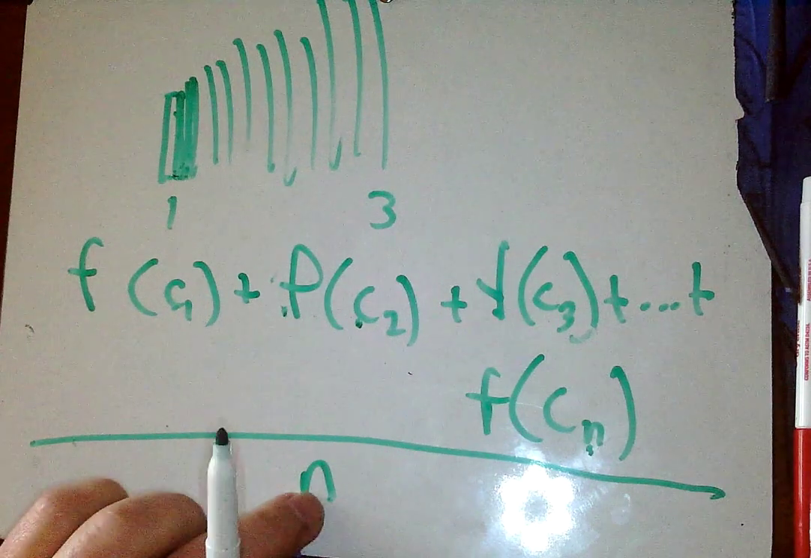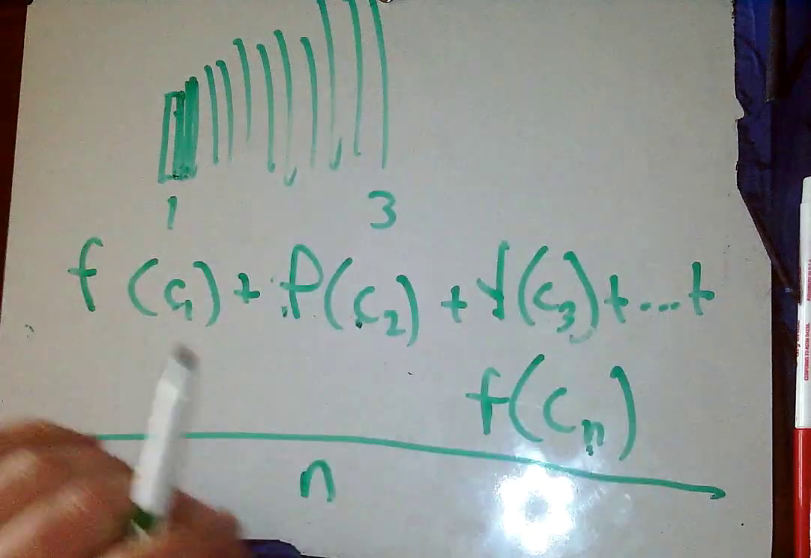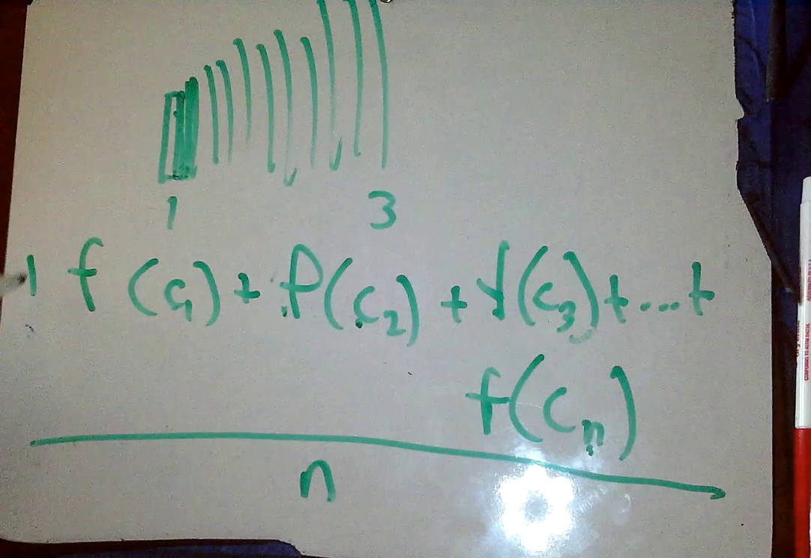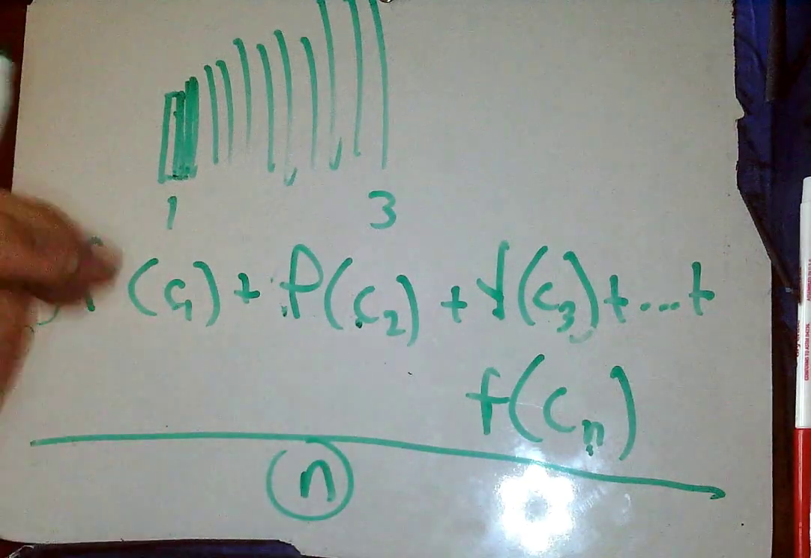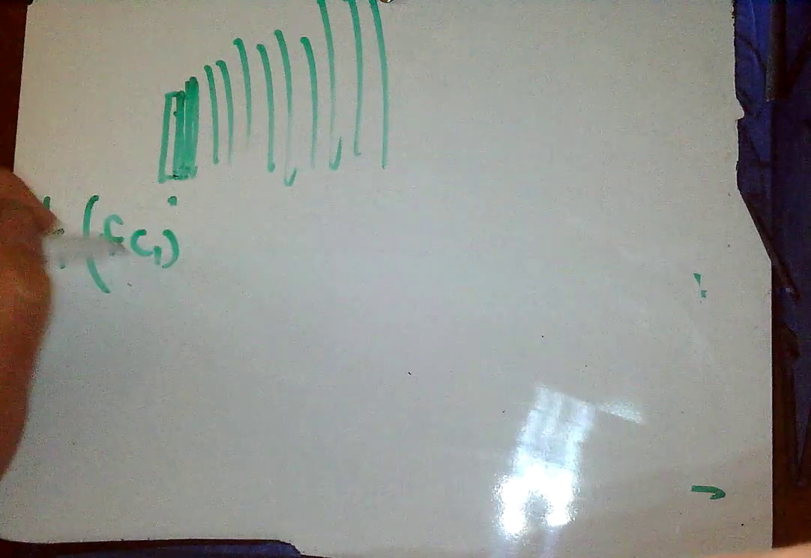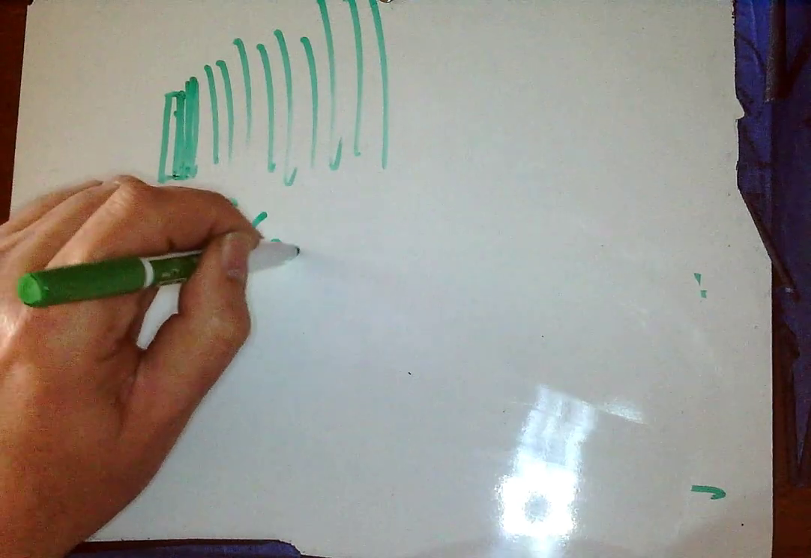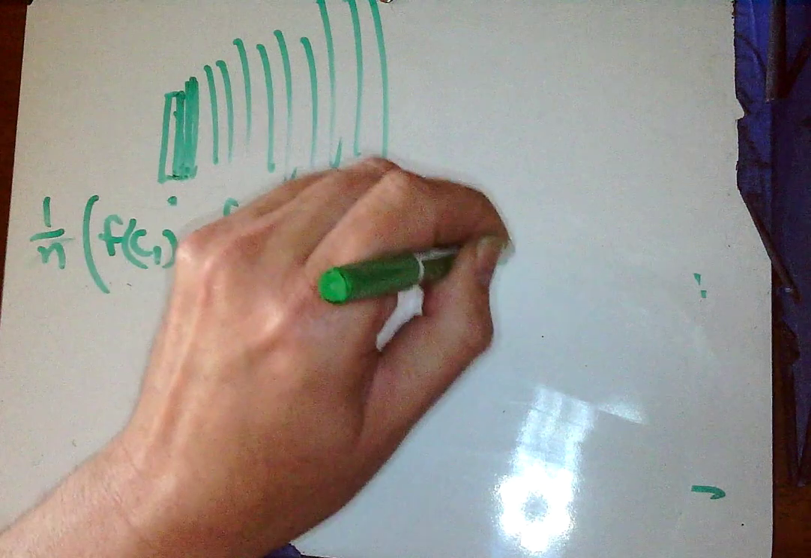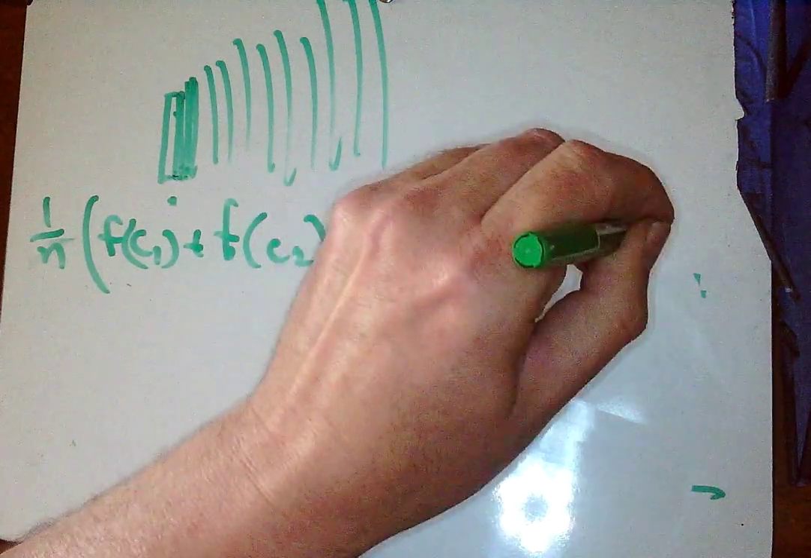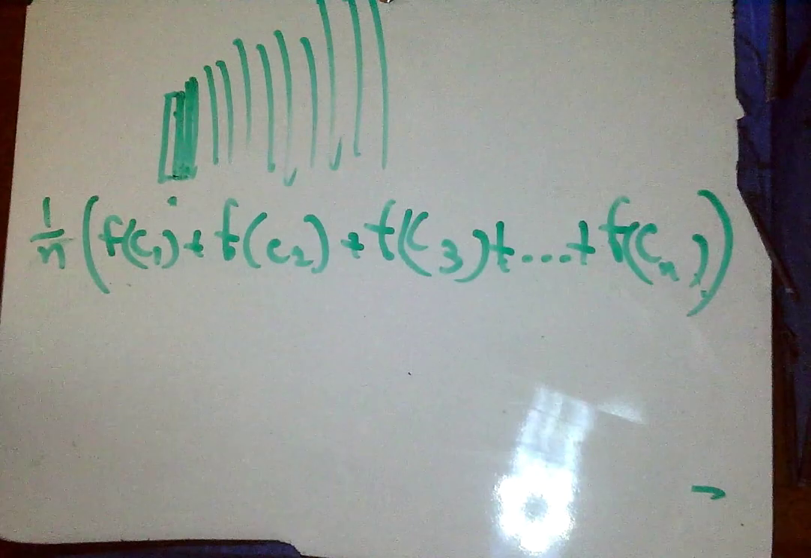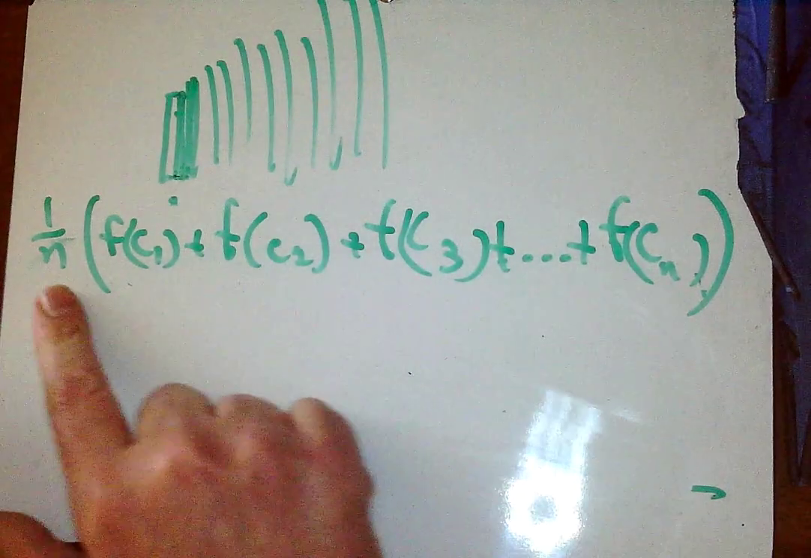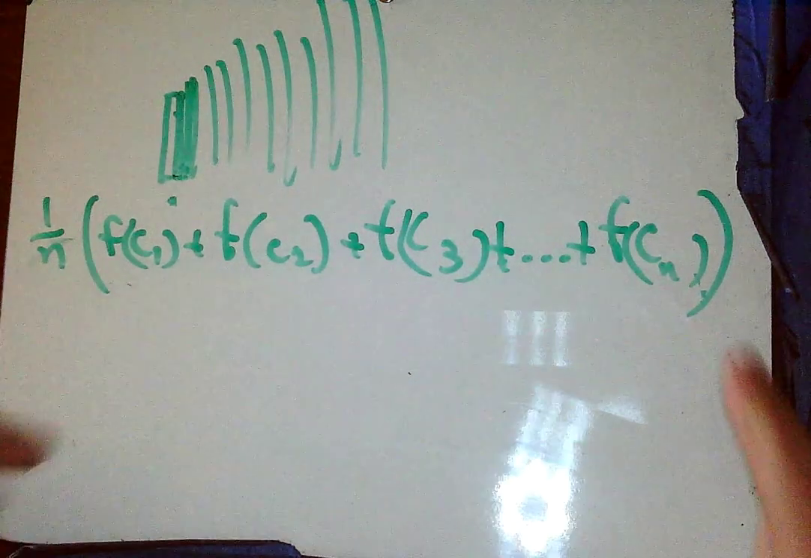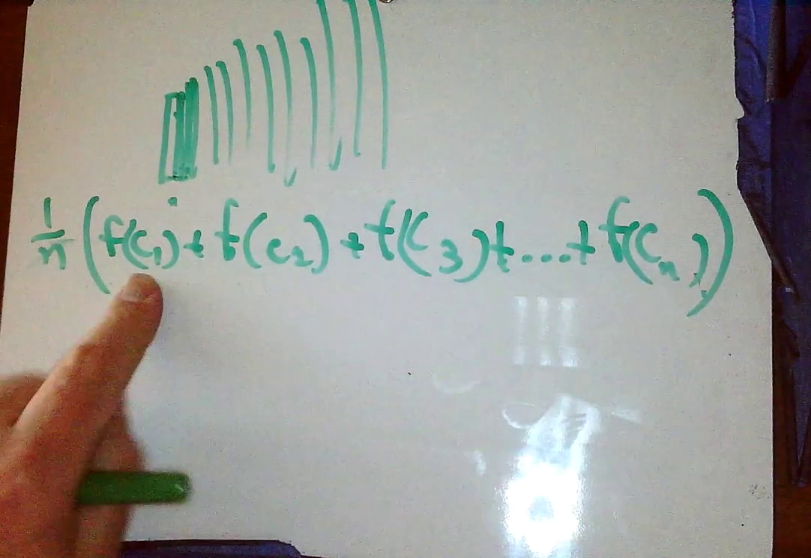So what I'd like to say here is, I could pull out the 1 over n and rewrite this expression this way. I've got 1 over n times f of c sub 1 plus f of c sub 2 plus f of c sub 3, and so on, all the way to f of c sub n. Okay? So I've got that 1 over n out in front, and then I got all that going on. Great. Hey, this is a sum.